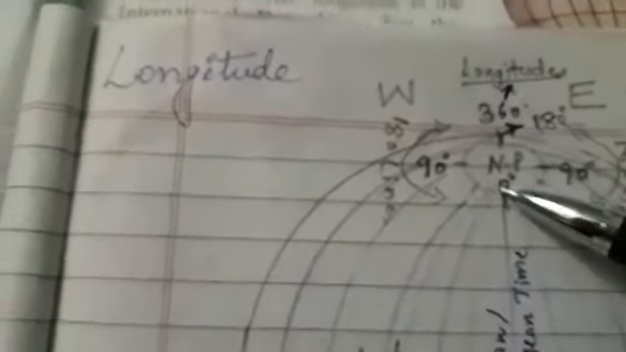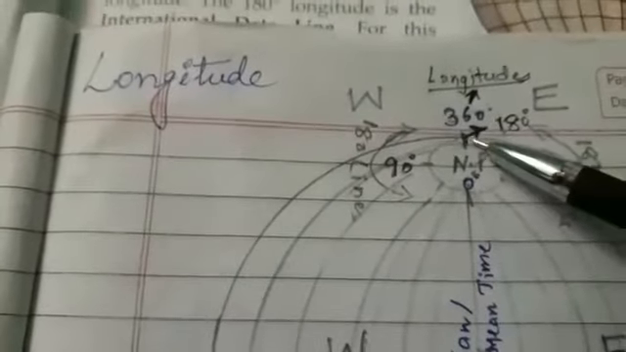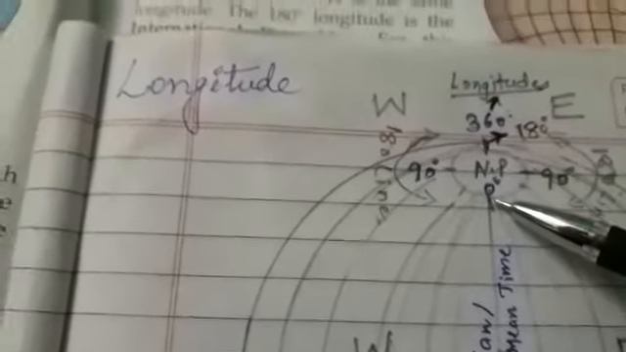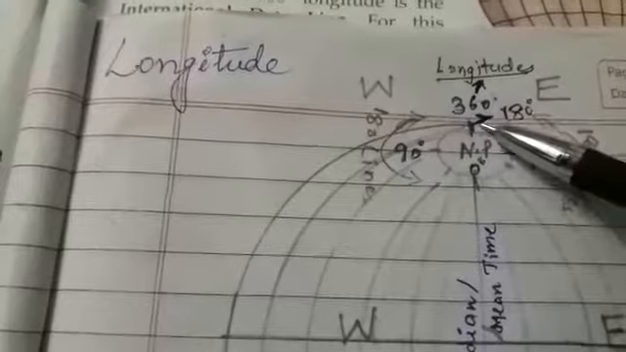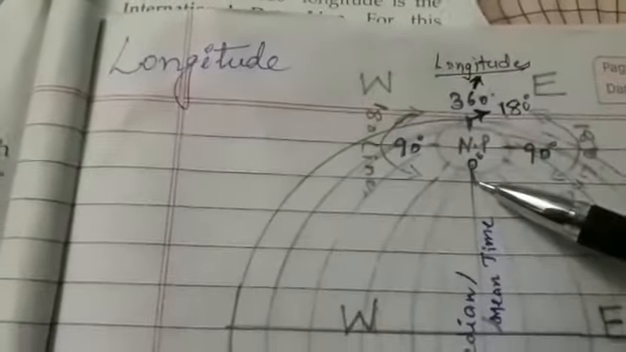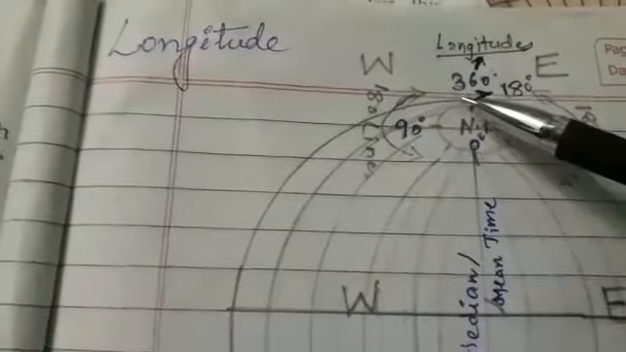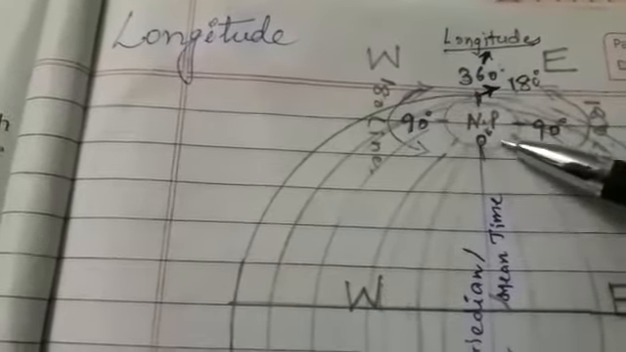Now, we are seeing that there are about 180 meridians drawn to both sides from 0 degree to 180. See, from 0 degree to its exact opposite, that is 180 degree. So from 0 to 180 degree, we have 180 longitudes on the eastern side. The same thing, we have 180 longitudes on the western side. So in total there are 360 longitudes.